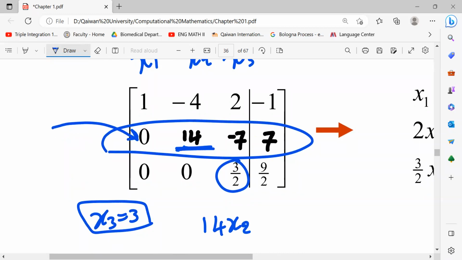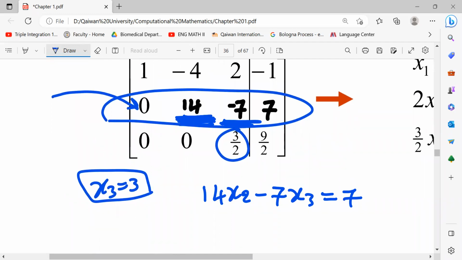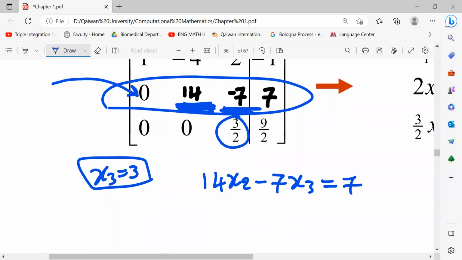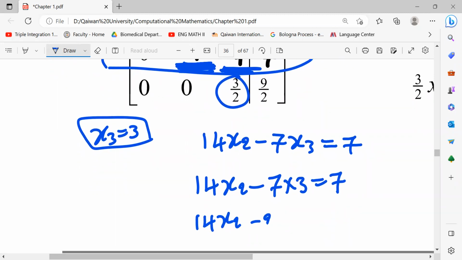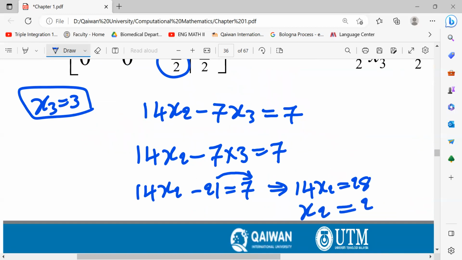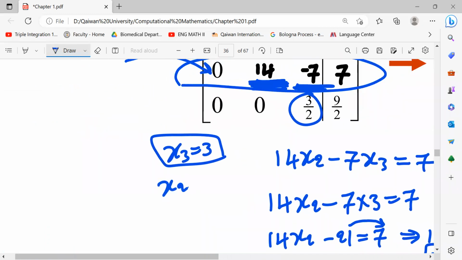14x2. This is the coefficient of x2. What's the coefficient of x3? -7x3 is equal to what? To 7. But we already found the value of x3. It's 3. We replaced it here. So you have only one unknown, which is x2. You can find it. 14x2 minus 7 times 3 equals 7. Then 14x2 minus 21 equals 7. Then move this here. And we get 14x2 is 28, is it? So what's x2? It is 2. So you can find x2, which is 2.